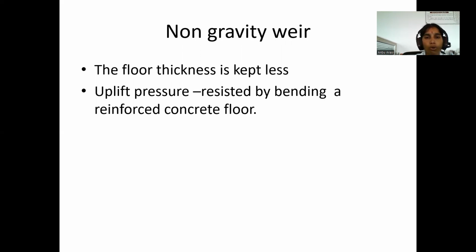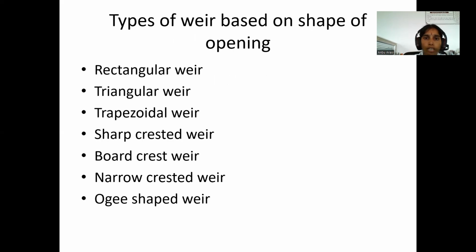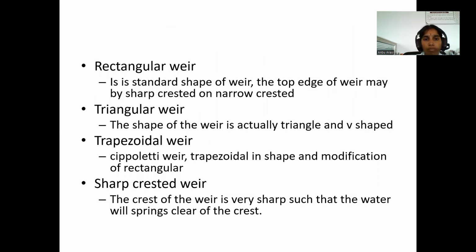Non-gravity weir: the floor thickness is kept less. Uplift pressure is resisted by bending of a reinforced concrete floor. Types of weir based on the shape: rectangular weir, triangular weir, trapezoidal weir, short crested weir, broad crested weir, narrow crested weir, ogee shaped weir.